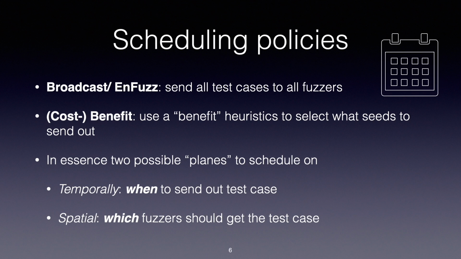on two planes, right? So you can schedule temporally, so when to send out the test case. For example, you can delay sending out the test case for a few minutes if you think, okay, it's not useful for the fuzzer to work on it at the moment. Or you can do spatial scheduling to say, okay, selectively hand out certain test cases to certain fuzzers. So think of an example here: if you have a test case which has a branch that you know is hard to solve, you might want to hand that one out to symbolic execution while you hand out other test cases to a more lightweight fuzzer.